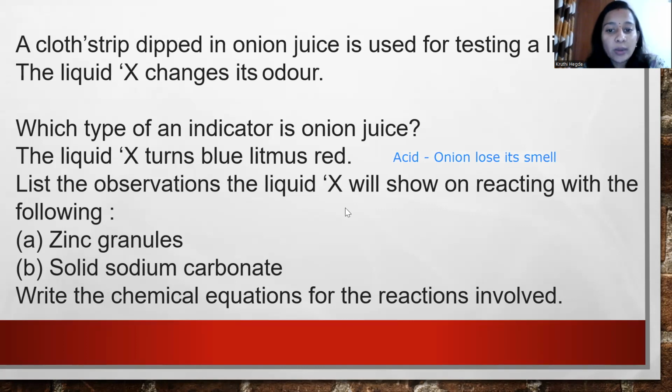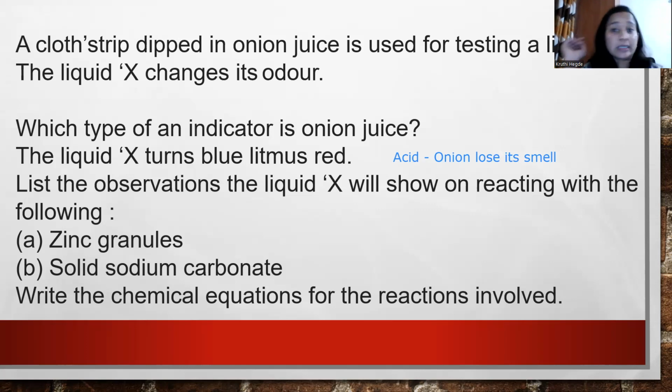List the observations the liquid X will show on reacting with zinc granules. X is an acid. When it reacts with a metal, what products are formed? When it reacts with solid sodium carbonate, what products are formed? Write the chemical equation. Metal plus acid produces salt plus hydrogen gas. Acid with solid sodium carbonate produces salt plus water plus carbon dioxide.